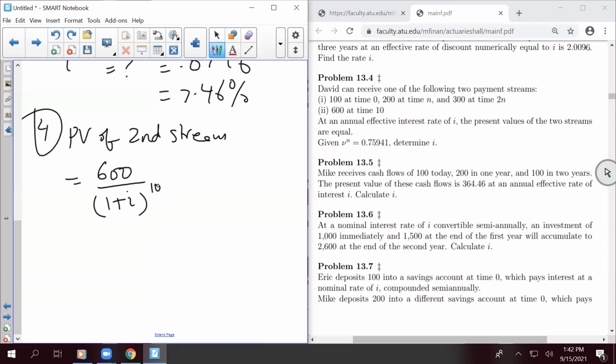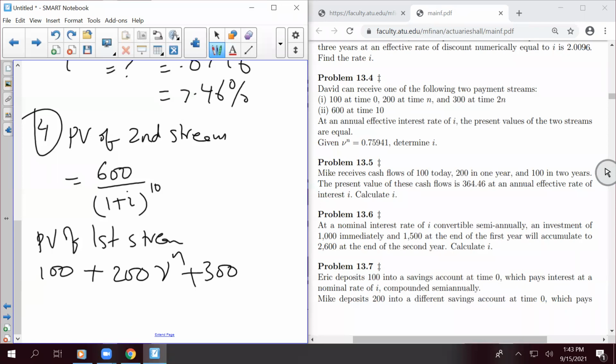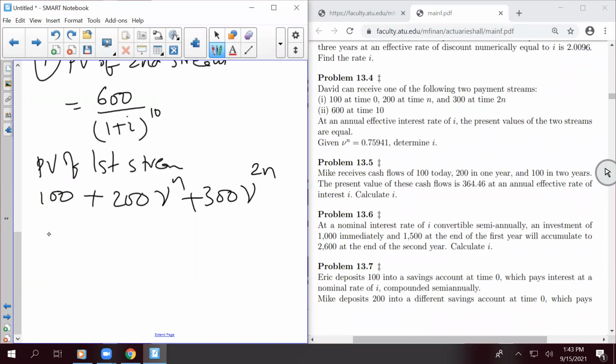Okay. So now what about the first stream? There's 100 at time 0, so its present value is 100 plus, and then you have 200 at time n. So what is its current value? 200 nu to the n, yeah? And then the 300 happens at time 2n, so 300 nu to the 2n. And then they tell us that the present values are equal. So basically this is equal to 600 over 1 plus I to the 10.